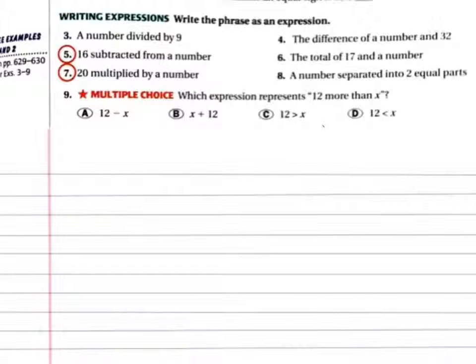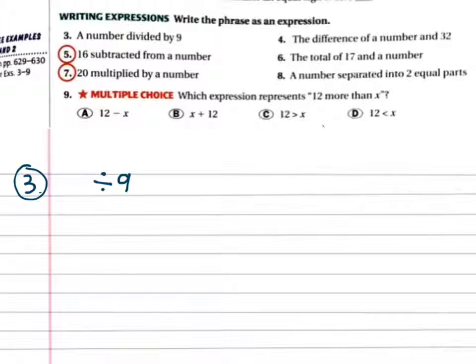We have writing expressions. Write the phrase as an expression. Starting off on number 3, it has a number divided by 9. Now we're dealing with variable expressions right now, so we need to have a variable. And when we divide, we have the division, right? And what are we dividing by? 9. So we divide by 9.